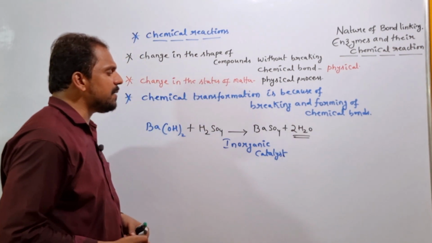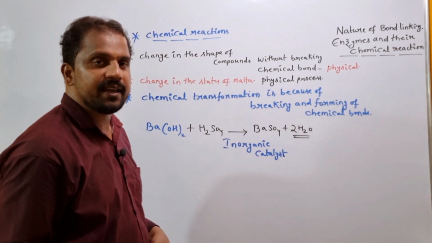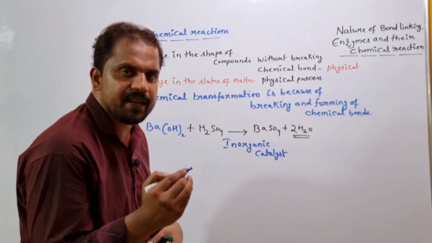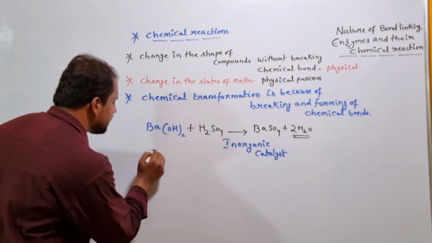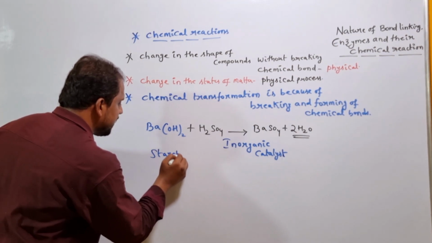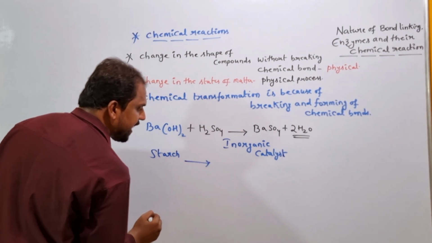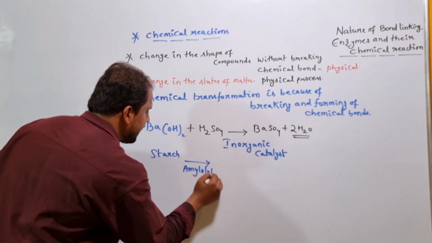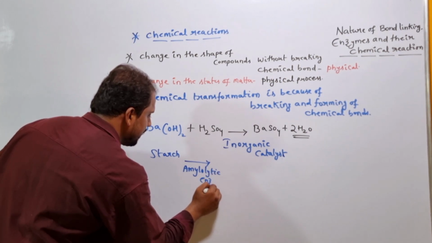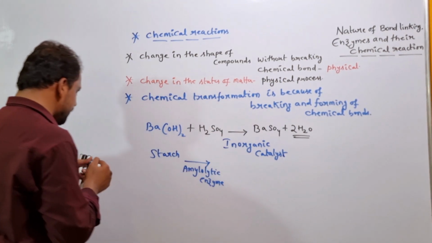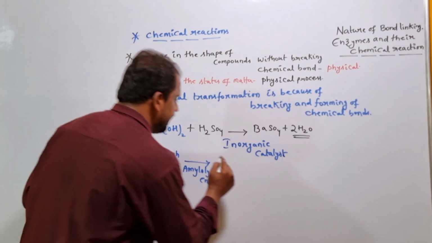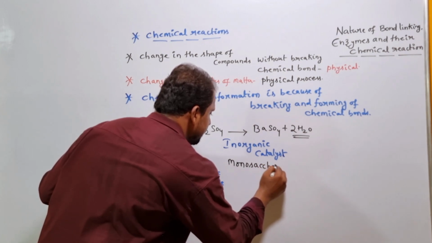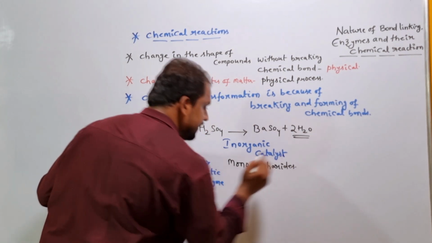Likewise, like the chemical transformation in an inorganic reaction, chemical transformations are also observed in organic reactions. For example, starch, in the presence of certain hydrolytic enzymes like amylolytic enzyme, is capable of yielding monosaccharides. Is it clear for you?